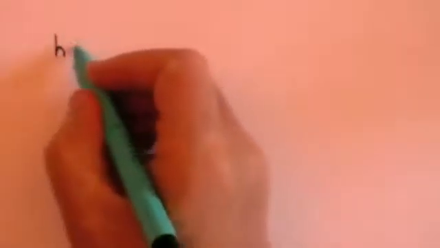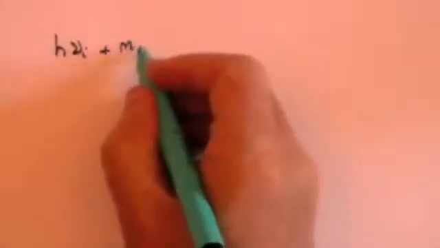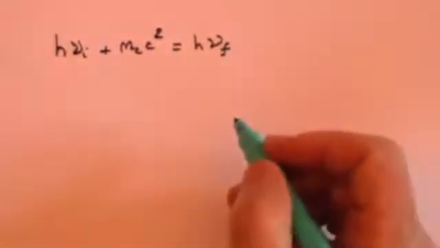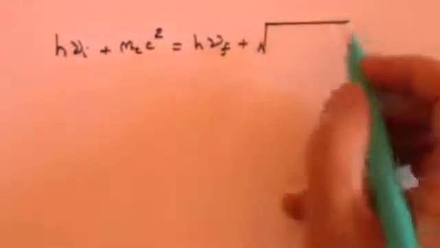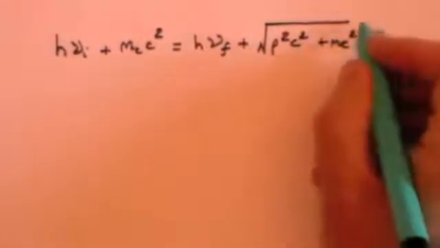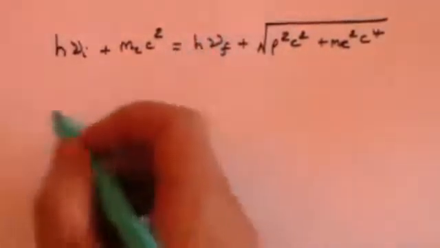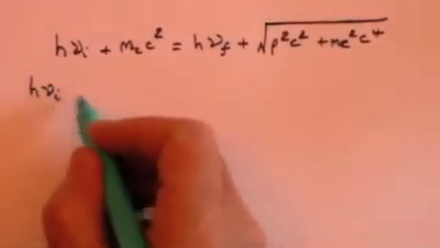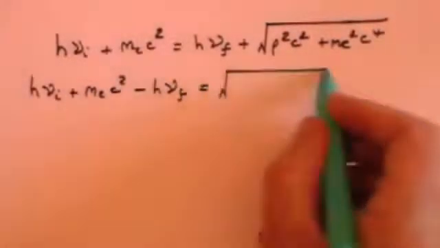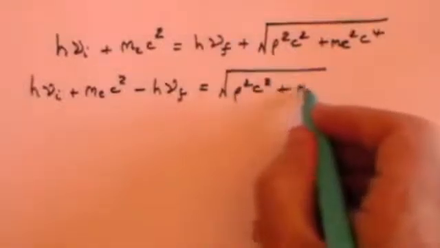Now let me just remind you of the conservation of energy that we derived, that the energy of the incoming photon plus the rest mass energy of the electron is equal to the energy of the emerging photon plus the energy of the emerging electron, and energy is conserved, so those two terms are the same. We can rearrange that by bringing h nu f over to this side, so we simply get h nu I plus mec squared minus h nu f equals the square root of p squared c squared plus me squared c to the fourth.